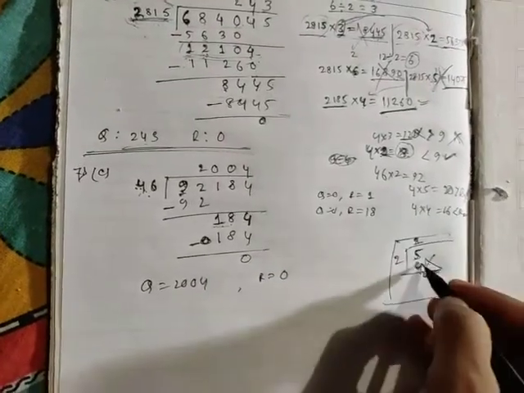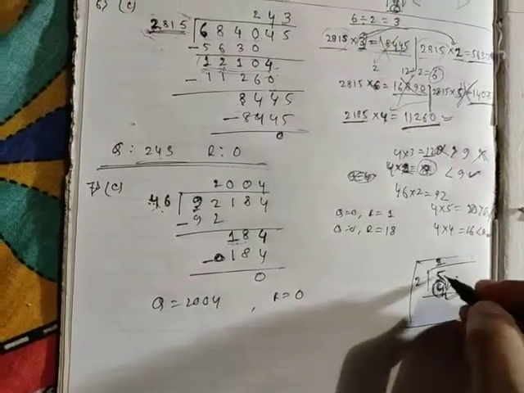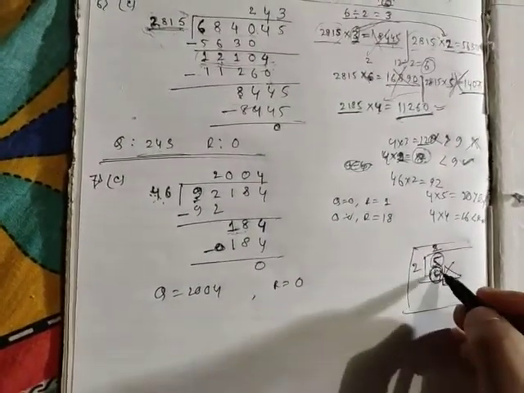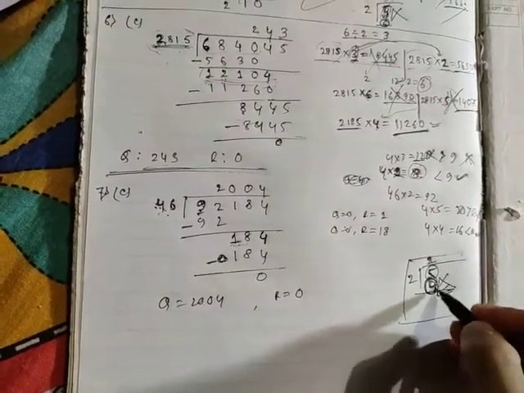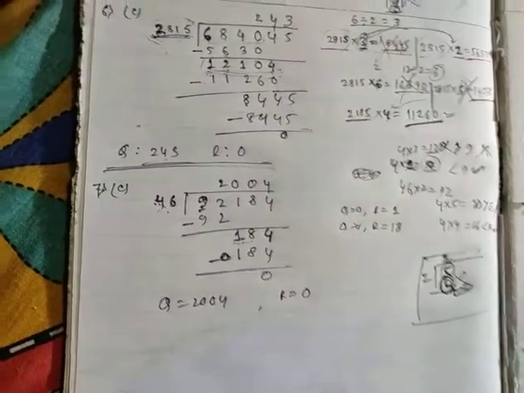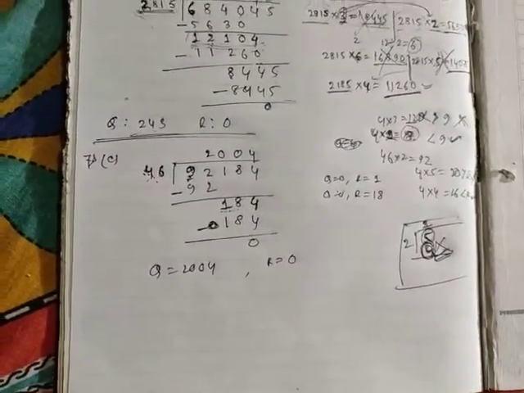That means this multiplication must be less than this number or equal to this number. This multiplication must be less than or equal to the number which we have to divide.